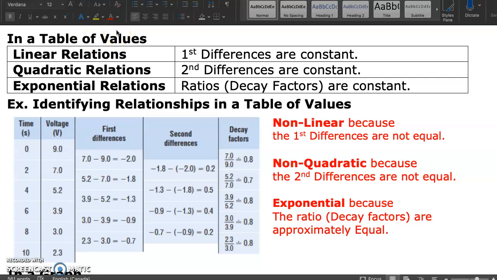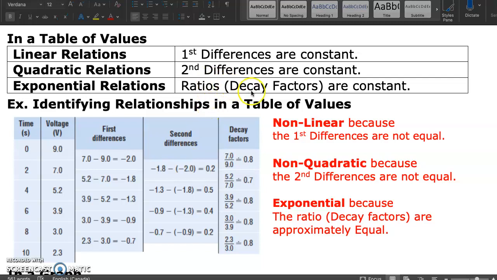How can we identify a relation in a table of values? Linear relations can be determined if the first differences are constant. So in this case here, we see that the first differences are not constant, so therefore it's not linear. A quadratic relation is determined if the second differences are constant. In this case, we see that we do not have equal second differences, so it's not quadratic.